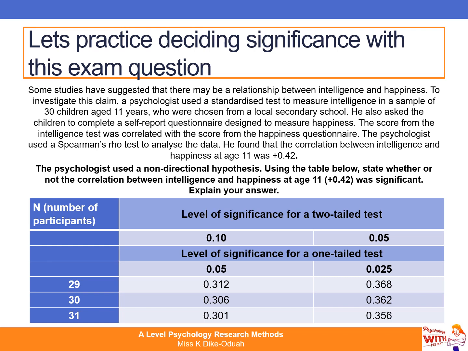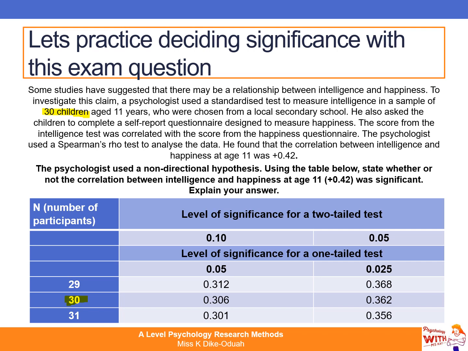The first thing that we need to identify is how many participants this researcher had. And we can see the number of participants here in the stem. It says 30 children age 11. So therefore we know that the row that we are interested in is this row because of our number of participants. We also need to understand whether or not the test was two-tailed or one-tailed.